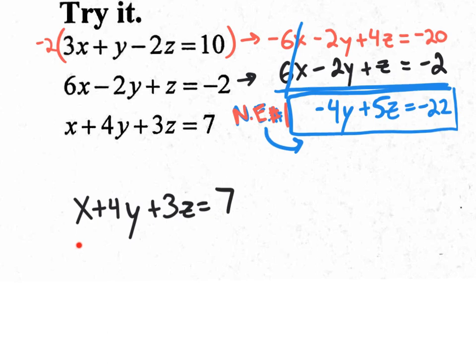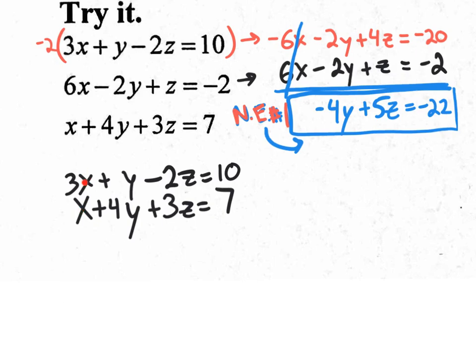So which one would I want to use? The top one or the middle one? I already rewrote the bottom one. That's the one we haven't used. I have to use it. But what am I going to use it with? With the top one? Okay, so let's rewrite the top one right on top of it. 3x plus y minus 2z equals 10.